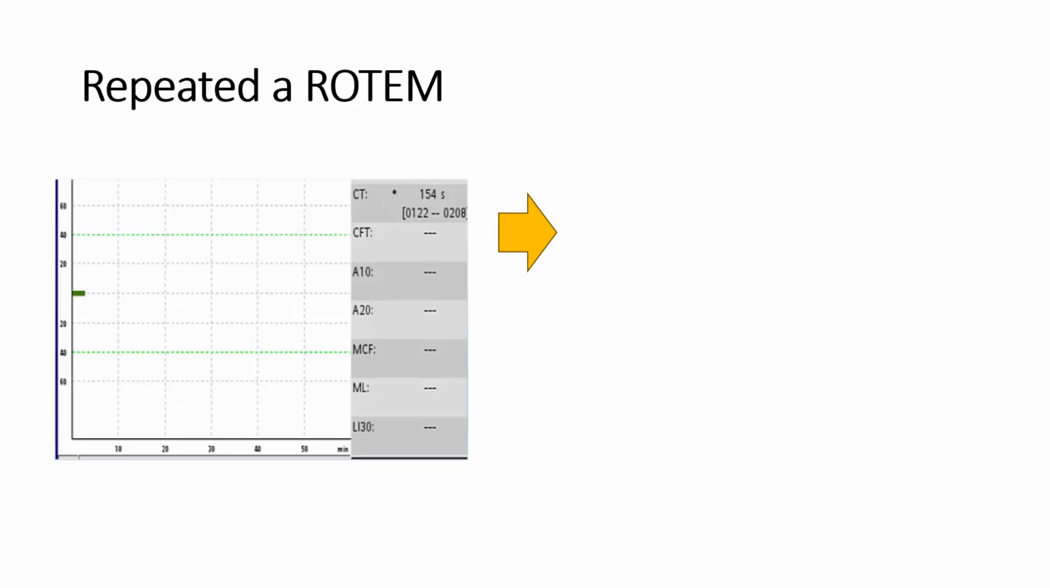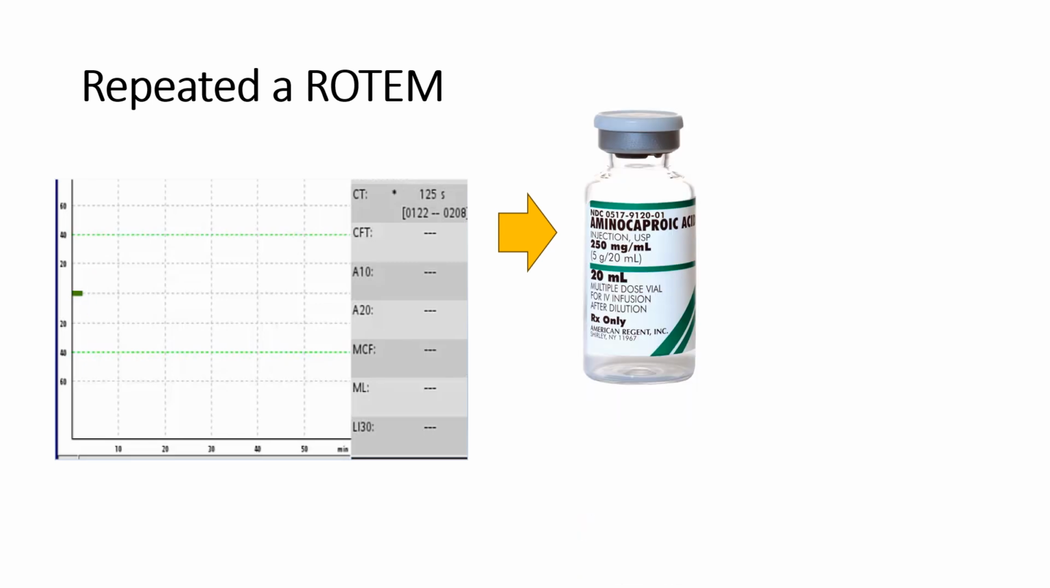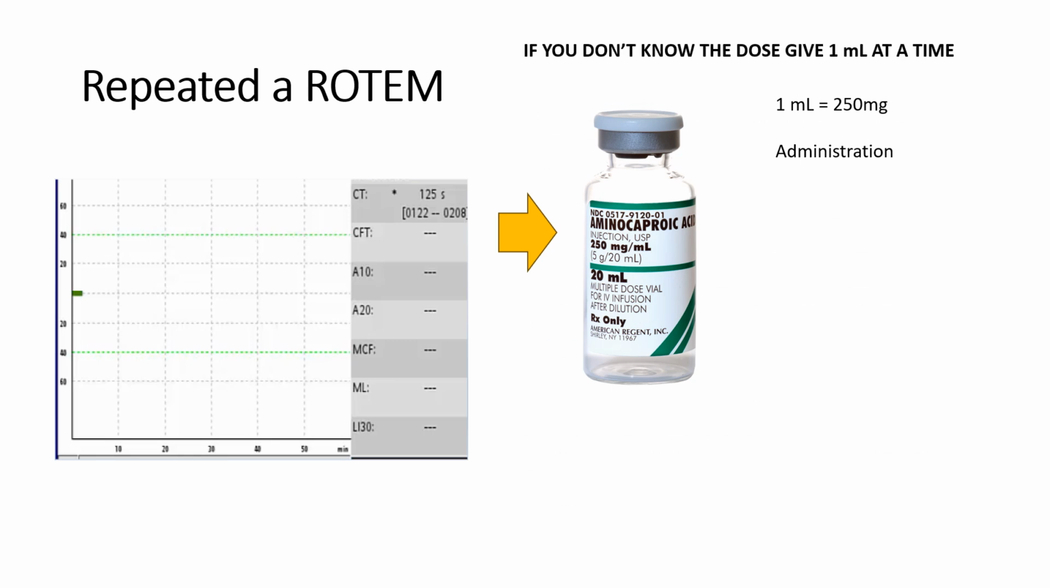So we did repeat the ROTEM first, and once the ROTEM was running, we gave an antifibrinolytic agent. This is aminocaproic acid, or Amicar, and we give a small dose, 1 cc, which is 250 milligrams. And the question is, why did we give so little? The answer is there are no studies that look into the dosing for any kind of antifibrinolytic agents in liver transplantation to correct fibrinolysis. So since we have no data and we don't know the dose, the safest dose is to give 1 cc at a time.